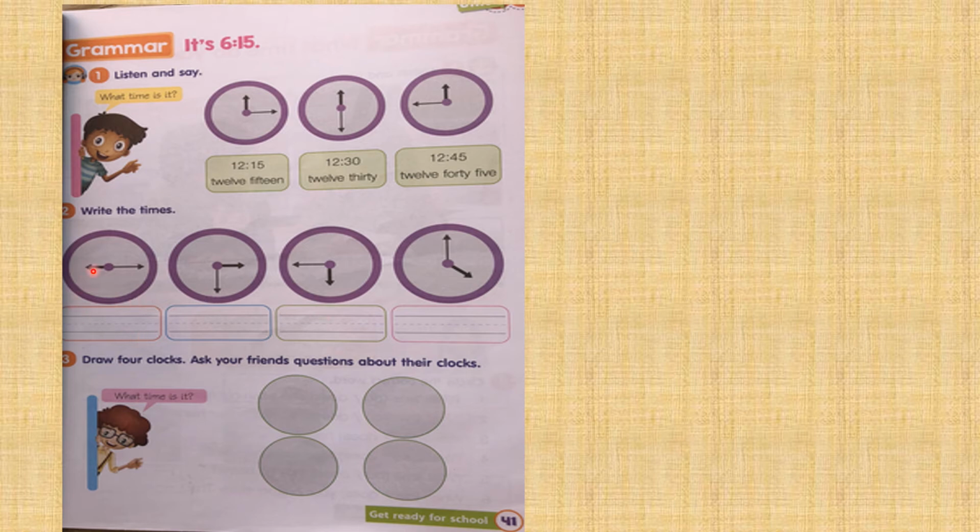Okay, here as we can see we have 4 o'clock here. So here the hour hand is facing number 9, and the minute hand is facing number 3. So that means this is 9:15. Okay, next, how about this second clock? The hour hand is facing number 3, and the minute hand is facing number 6. So that means this is 12:40.